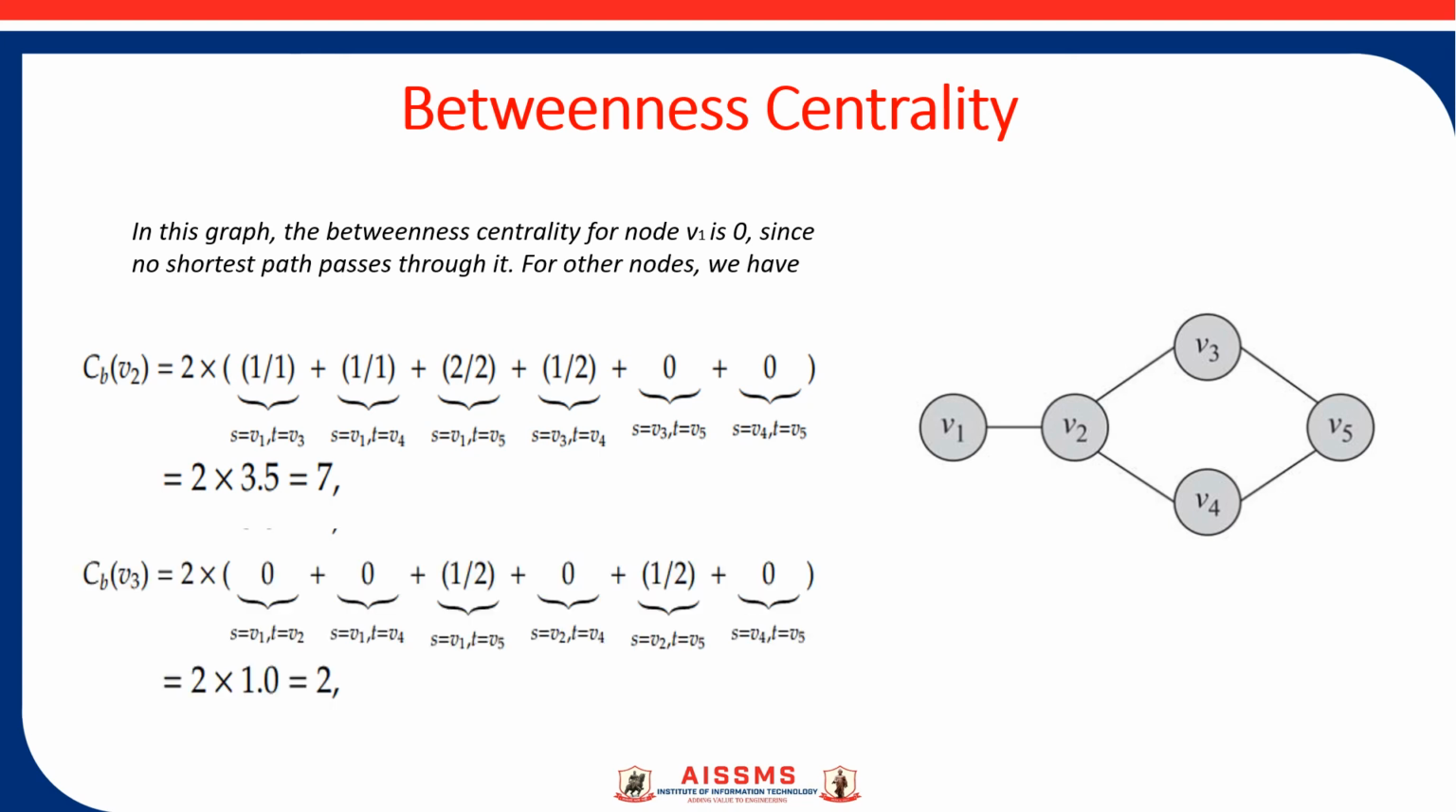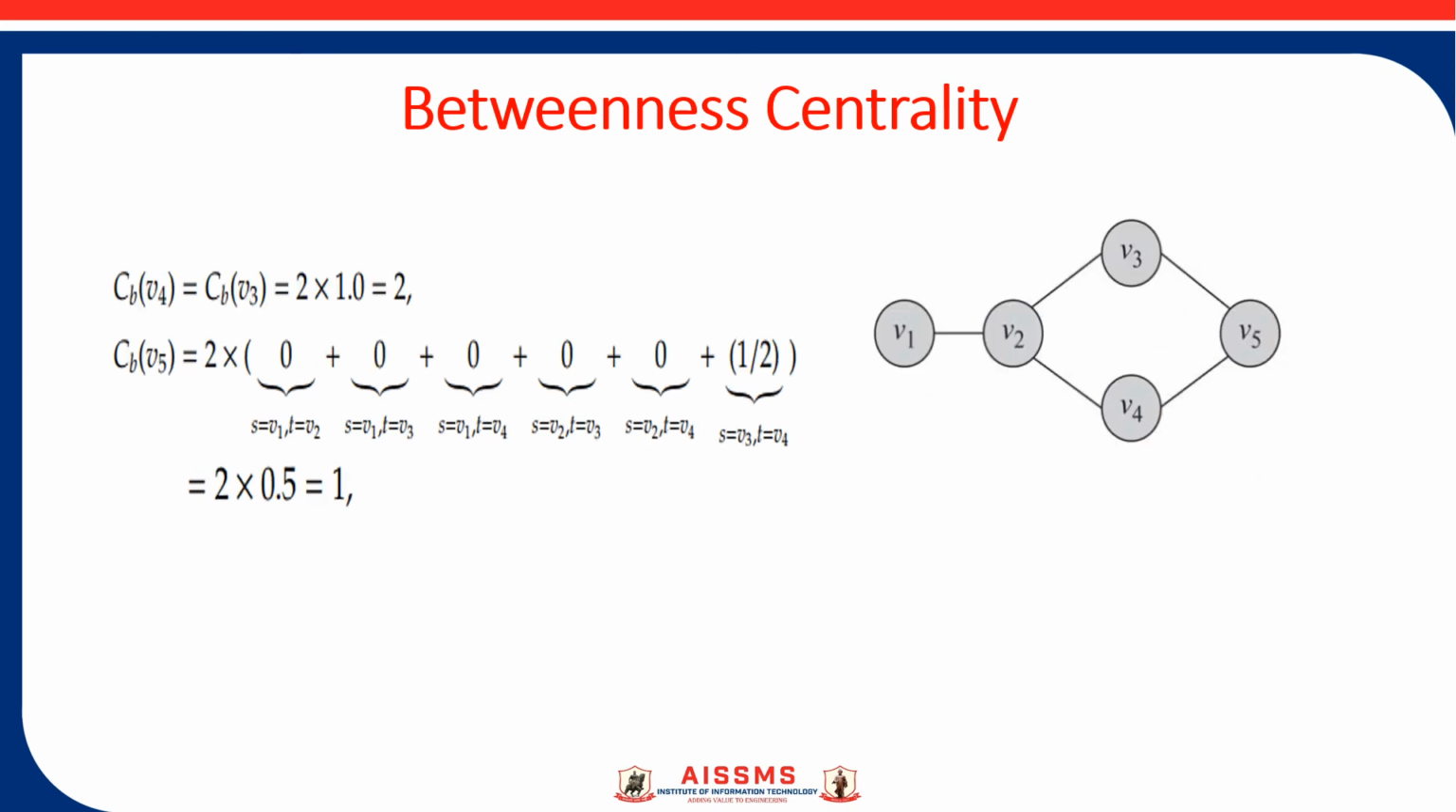Similarly, we can calculate the betweenness centrality of V3, and we get the value 2. Similarly, we can find the betweenness centrality for V4 and V5, and we will see that V2 has the highest betweenness centrality. So V2 plays a very significant role in this network, as it is connecting most of the nodes.